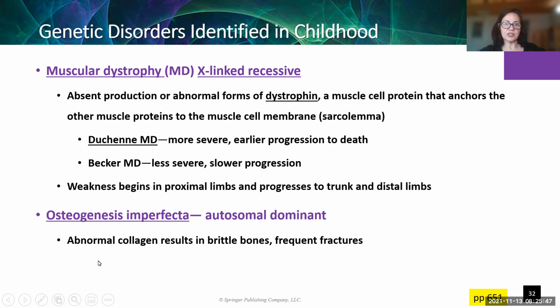A second genetic disorder I'm going to mention just in passing. The first one related to the muscle tissue. The second one relates to the bone tissue. So osteogenesis imperfecta, this is also known as brittle bone disease. It's an autosomal dominant, so it will affect males and females equally frequently. The mutation is in a gene that codes for collagen. Collagen is an important part of the extracellular matrix in the bone. And this abnormal collagen results in these really brittle bones.